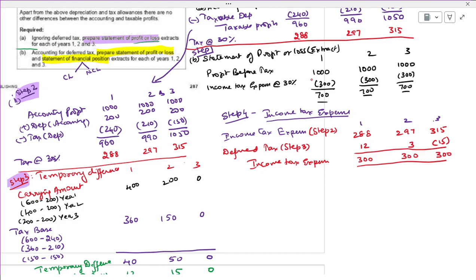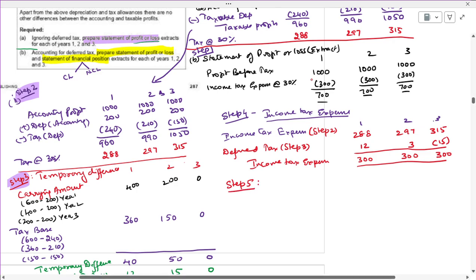How we have to show it in the statement of financial position? In the statement of financial position, how much you are going to pay for the current year and how much you are going to pay as deferred tax. Deferred tax is a non-current liability and current year tax is a current liability. Fine. First time you are doing, that is the reason you will do step 5.